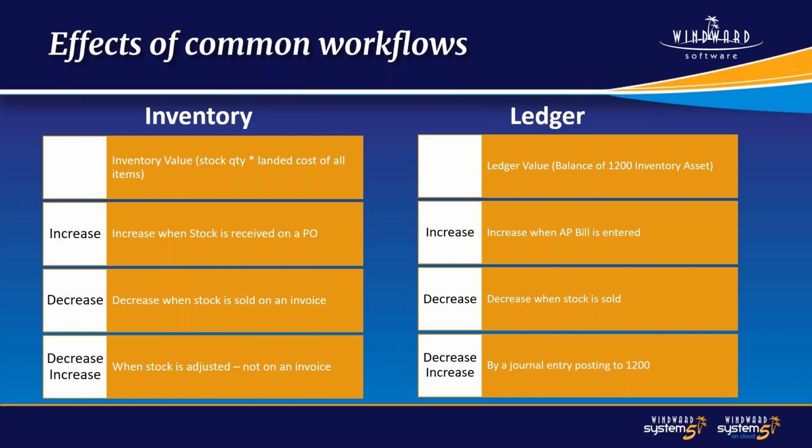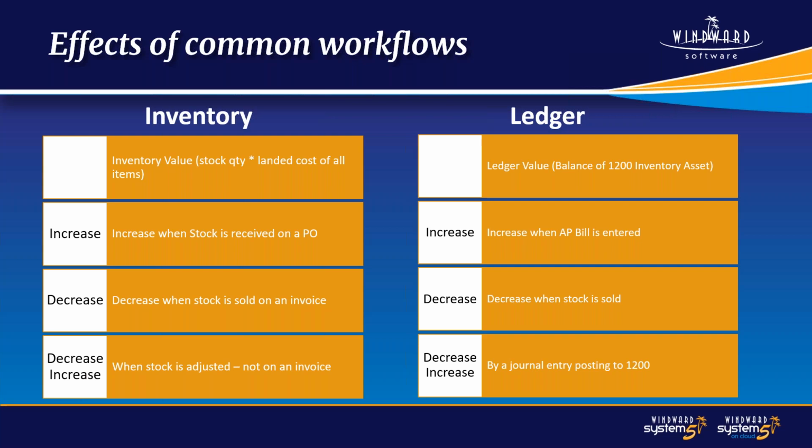And on the ledger side, different things affect it slightly. The key difference that people usually misunderstand is when an accounts payable bill or invoice is entered from the vendor, that's when the value of your ledger rises for the cost of the goods you purchased. They also decrease when they're sold, so the selling is even across the board.